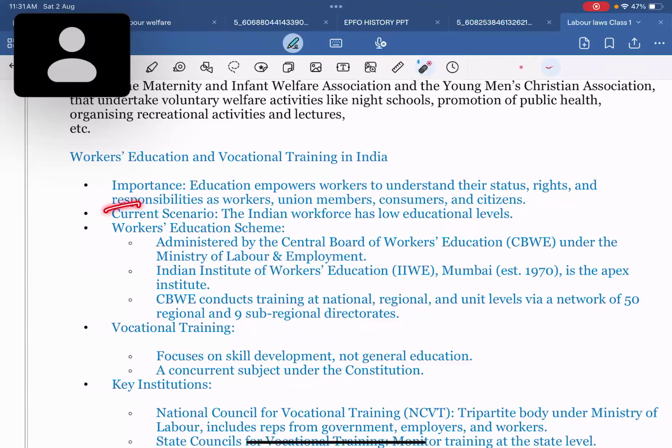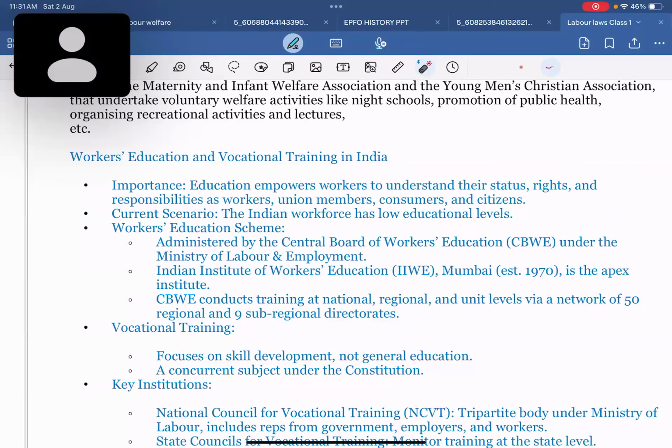Current scenario, if we ask about the current scenario, the Indian workforce has low educational levels. They don't know about anything. If you take them and ask them that I will give you 400 for work for today, they will come and do it. But do you think that is the only thing? You have to provide the food. You have to provide a decent amount, at least 600. So those are the things where the concerns are.